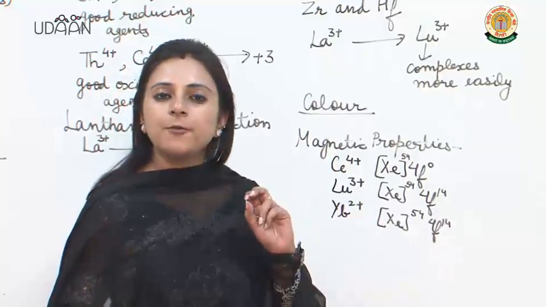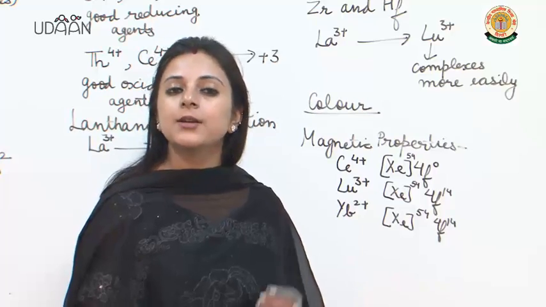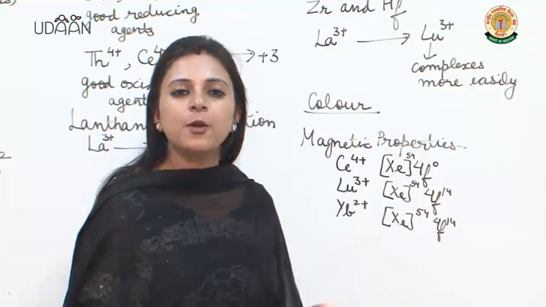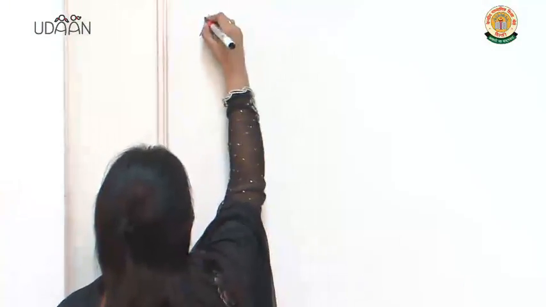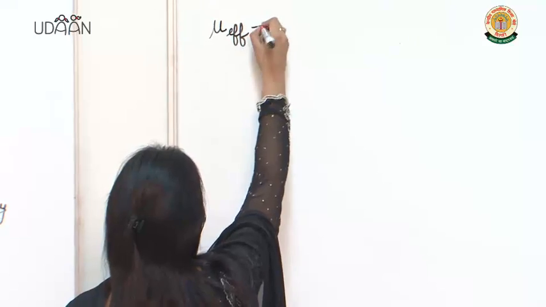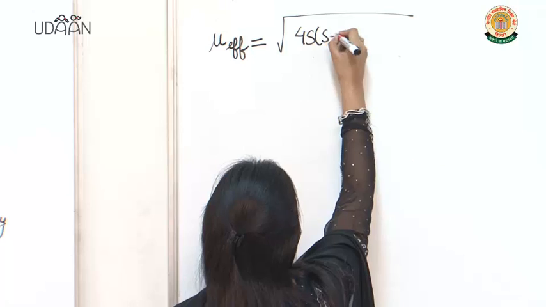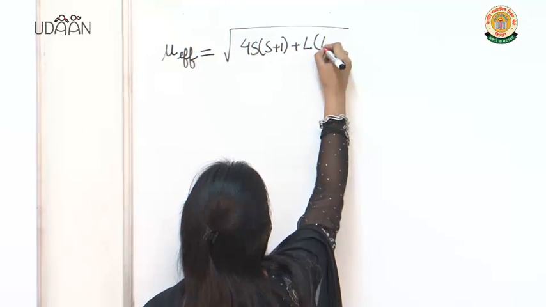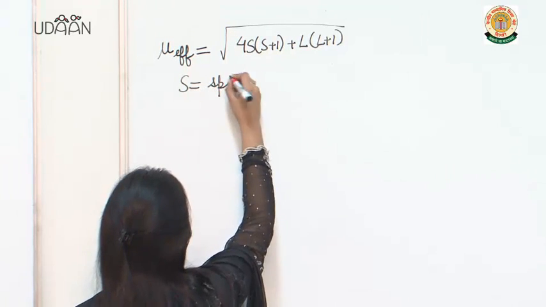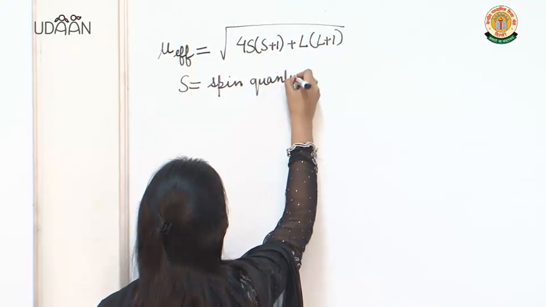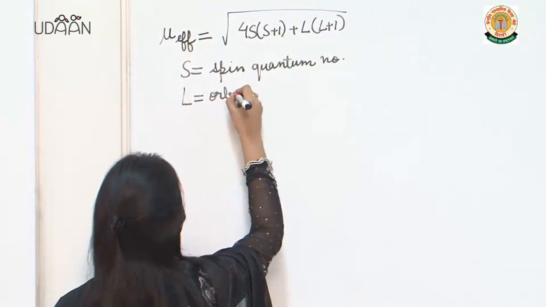Now, the formula for magnetic moment which applies for transition elements does not apply to the f block elements. Let us understand that. If we have to find out the magnetic moment for an f block element, we will have to apply the formula 4S(S+1) + L(L+1). What is S here? S is the spin quantum number, and what is L here? L is the orbital quantum number.